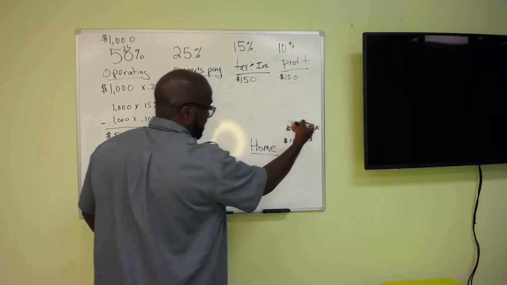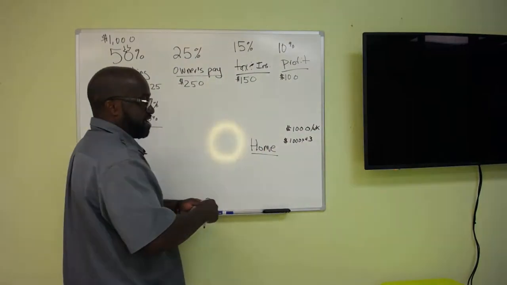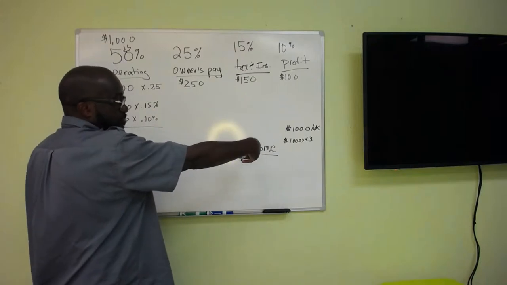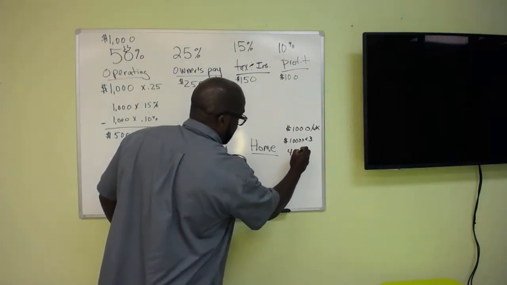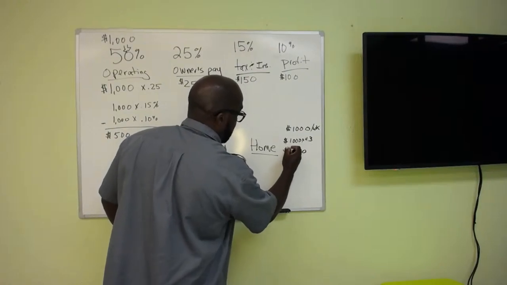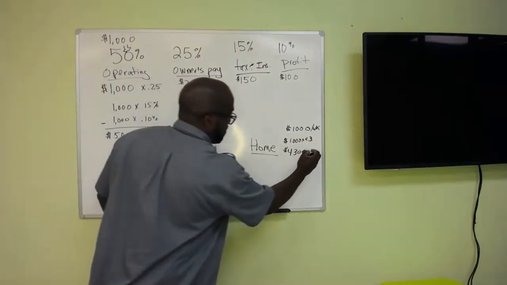4.3. That's how many weeks are in a month. If you divide the 52 weeks by 12, you get 4.3. That's how many weeks in a month. So that will give you $4,300 per month that you bring home.